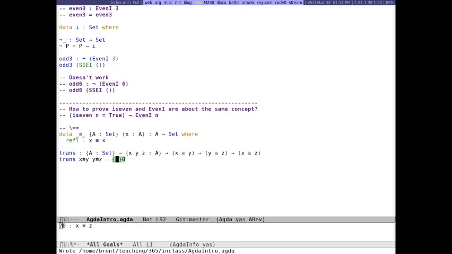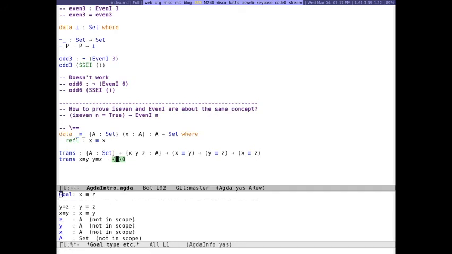So if I load this and I ask, it says, all right, you've got y equals z, a proof that y equals z, and x equals y, a proof of this, and then you have to prove x equals z. And then I've got x, y, z, a, whatever. It says not in scope because they're implicit arguments, so I can't directly refer to them. There's a way that I could if I needed to. Any ideas what I should do?